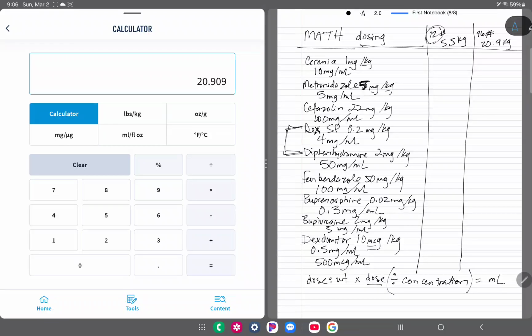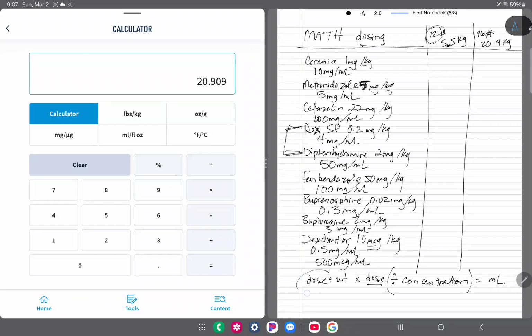Okay, so now I've got my kgs, and since most drugs are in mg per kg, this is what we needed. So Serenia at 1 mg per kg, that's the dose your doctor just yelled at you, but you also need to go to the bottle and look at what is the concentration. Serenia is 10 mg per mil. Great. So now I have the two things I need and your equation.